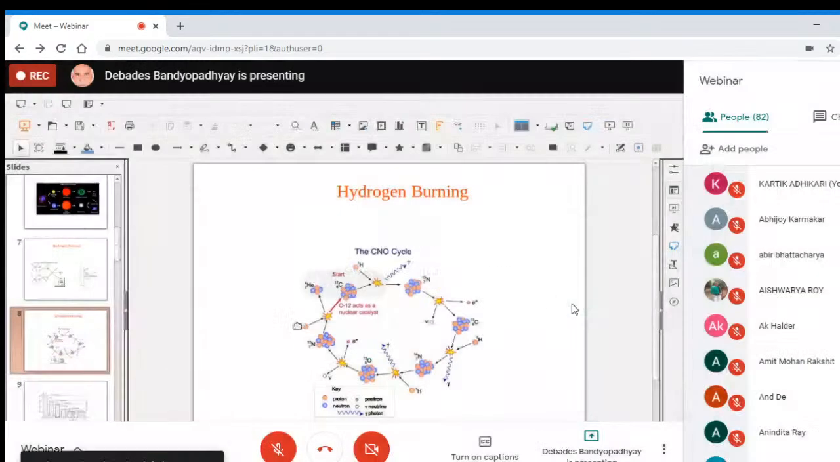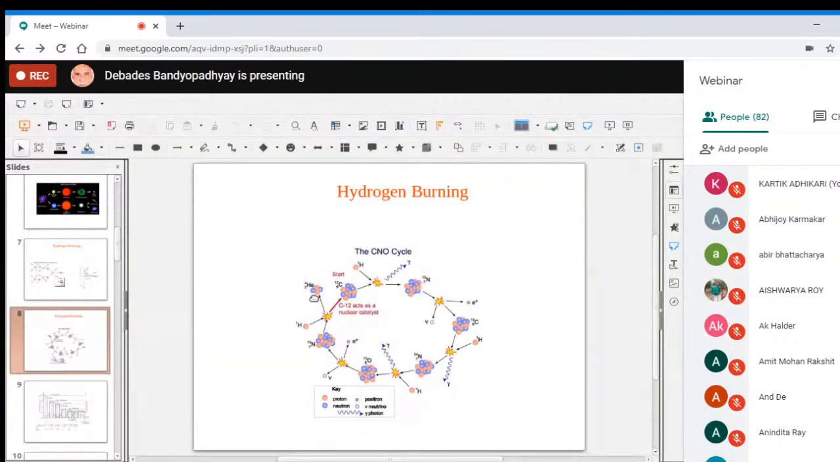Again, it fuses with another hydrogen and produces helium and carbon. This carbon nucleus comes out of it, because it is just a catalyst, going through this reaction to produce helium-4. Okay, so this is more or less about hydrogen burning, the main burning stage of a star.